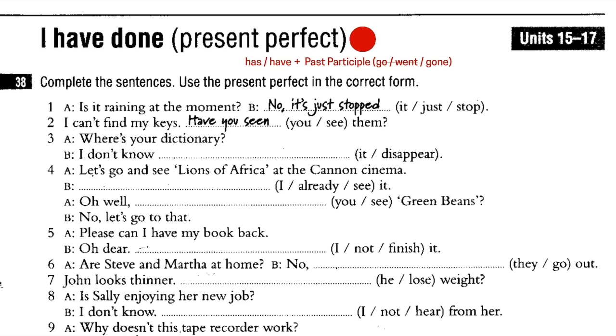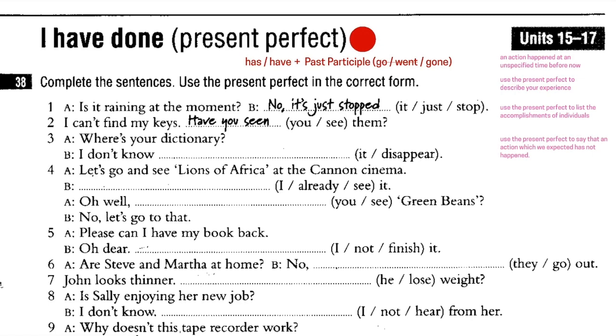There are a few cases you can apply present perfect. The first case, an action happened at an unspecific time before now. That means something happened in the past, but you don't know the time. The other one, use the present perfect to describe your experience. Number 3, use the present perfect to list the accomplishment of individuals, which means what you have just done. Number 4, use the present perfect to say that an action which we expect has not happened.